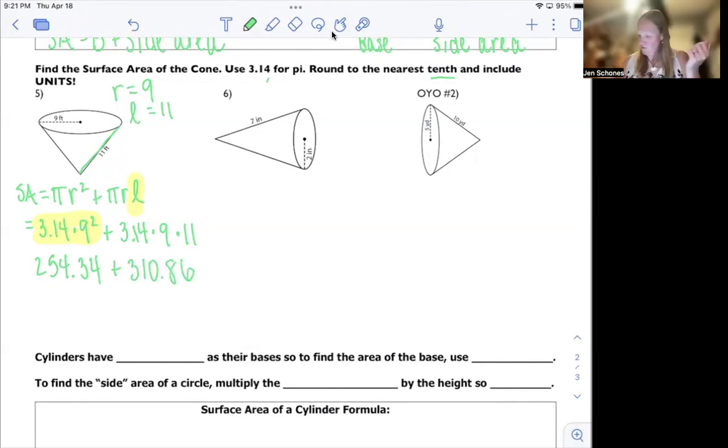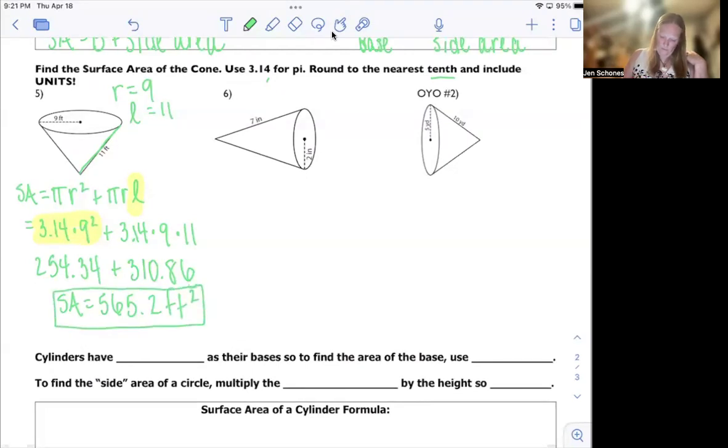Cool. Now I just add them together. So plus 254.34 for a grand total of surface area is 565.2 feet squared. Sweet. So hopefully you're starting to see that organization is really important. You probably heard, I've already said it like 20 times.